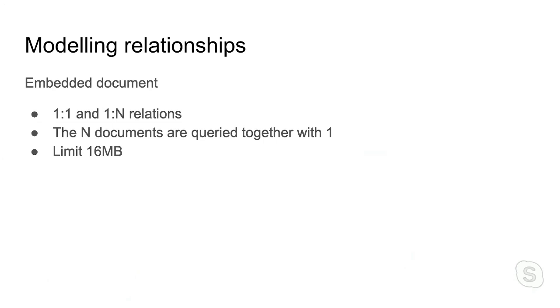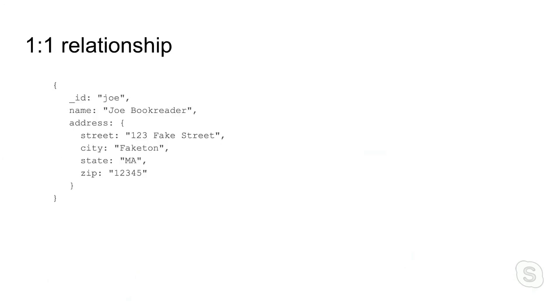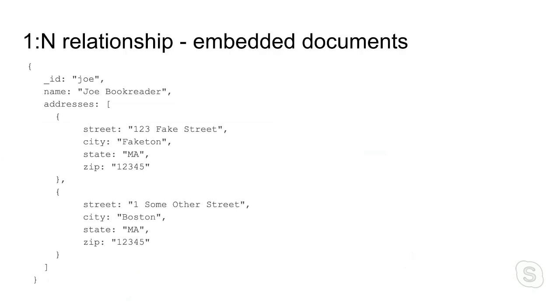And there's an example, for example, of a one-to-one relationship. In a SQL database, you will have two tables. One will be user and the other addresses. Here, it's one document where the address will be embedded into the document. So you will just ask for a user with name Joe Bookreader. You will receive the name and the address for the user. And if you've got a one-to-n relationship, then instead the addresses will not be a simple object, but an array of objects. It's pretty simple, I think.